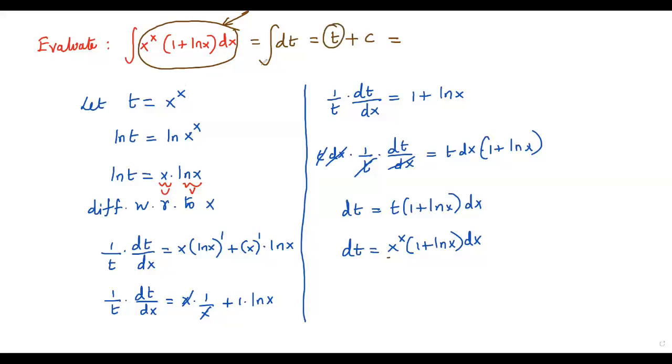And what do we know for t? t equals to x to the x power. So we can plug in x to the x power for t, so x to the x power plus c. Now I got the integration of the given function. So the integration of the given function equals to x to the x power plus c.